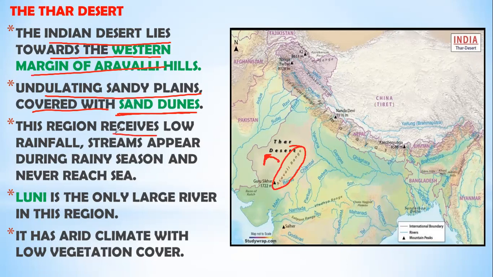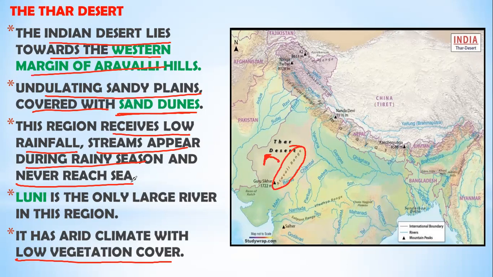This region receives very low rainfall, due to which very low vegetation cover is found here. And examples of vegetation would be cactus, kikar, babool, date palm, etc. Streams appear during rainy season, but they never reach the sea. Now, streams disappear after the rain ends.